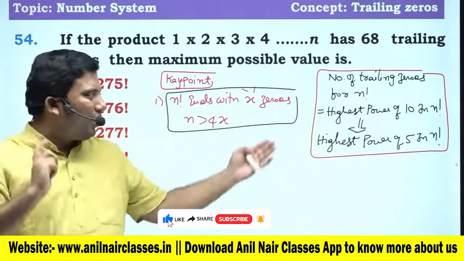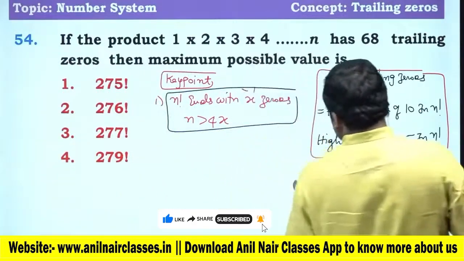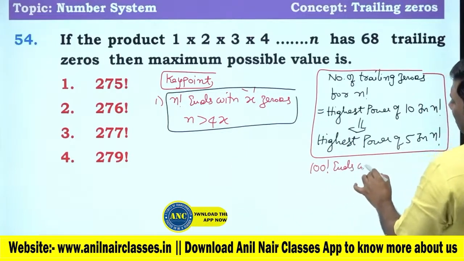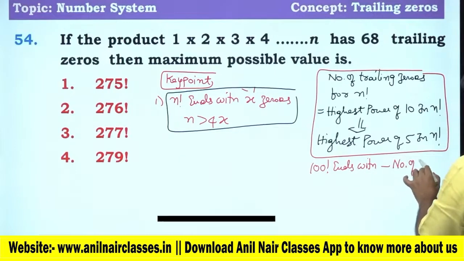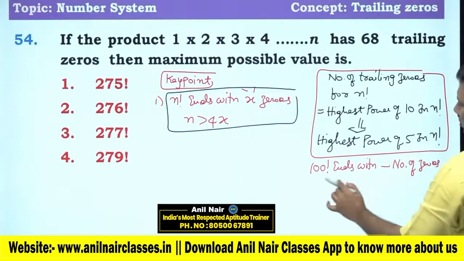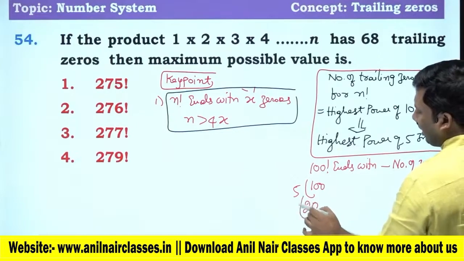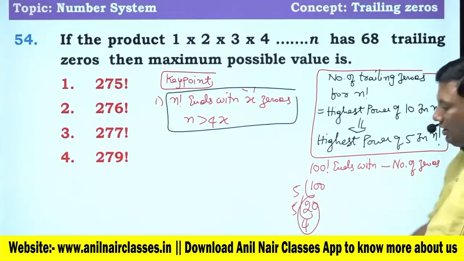Are you all with me? We have done so many problems. Suppose 100 factorial ends with dash number of zeros. First I divide 100 by 5. 5 20s are 100, 5 4s are 20. 20 plus 4 is 24.